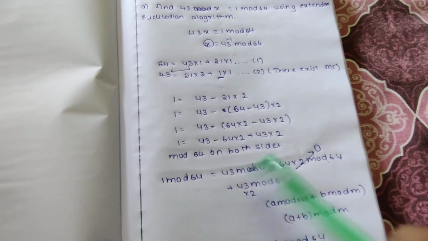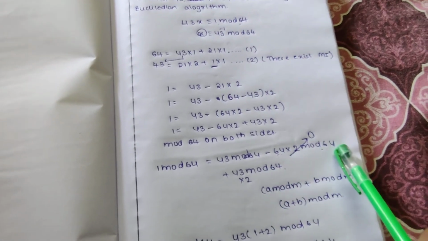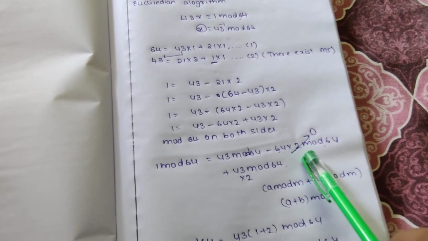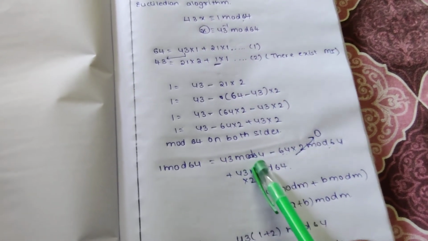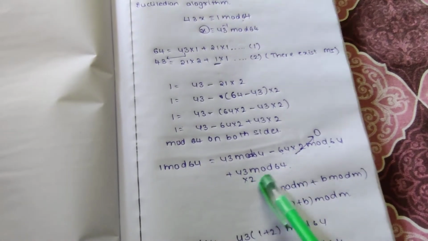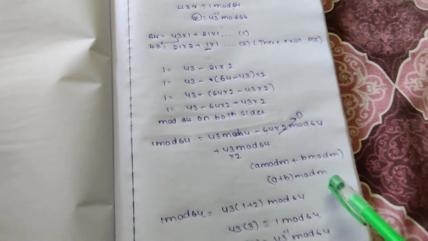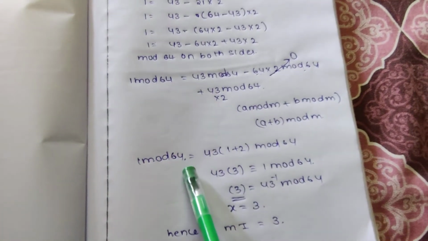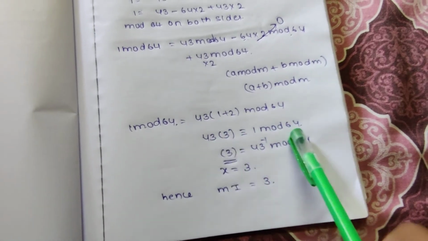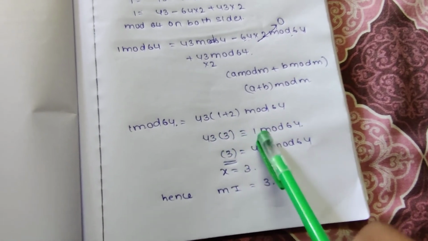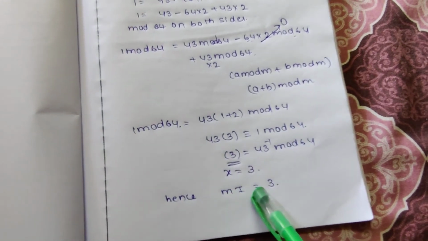Okay, in this equation, 64 multiplied by anything, if we do mod 64, we will get remainder 0, so that's why it tends to 0. Now 43 mod 64 plus 43 into 2 mod 64. We applied the property, and 1 mod 64 is equal to 43 into 1 plus 2 mod 64. So 43 into 3 is congruent to 1 mod 64. So finally we get an x value, hence it is a multiplicative inverse.